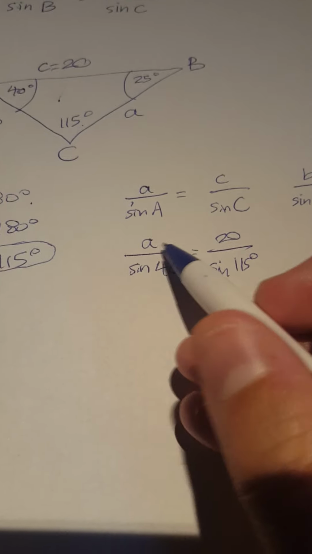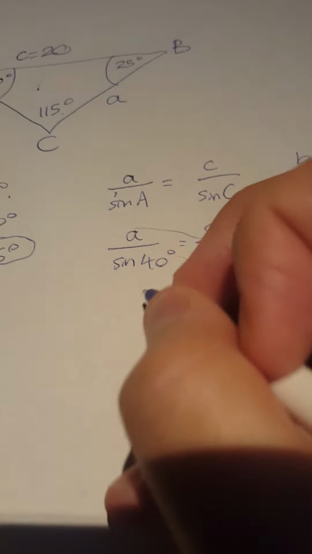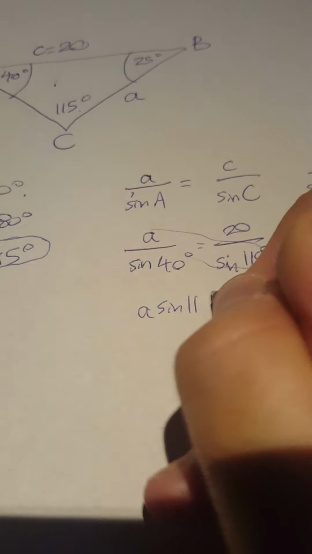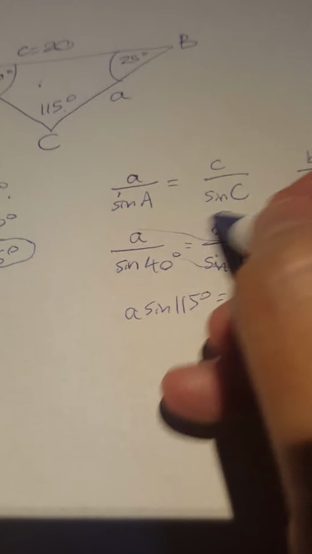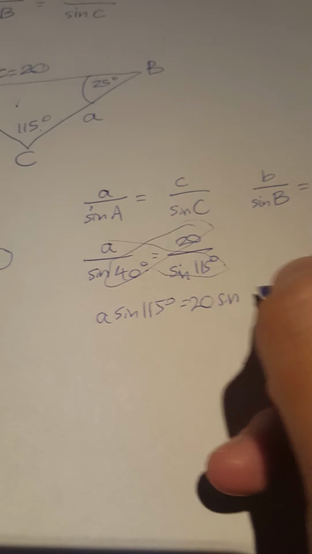Okay, now how am I going to solve for this? I'm going to cross multiply. So if I cross multiply here, I'm going to say, okay, A times the sine of 115 degrees is going to be equal to, cross multiply here, 20 over the sine of 40.